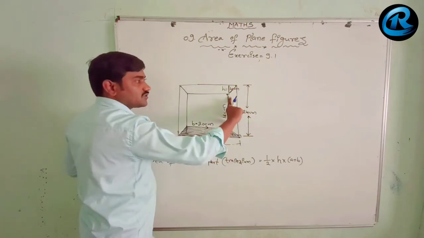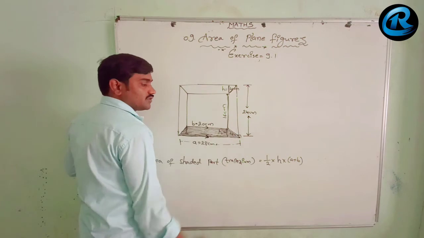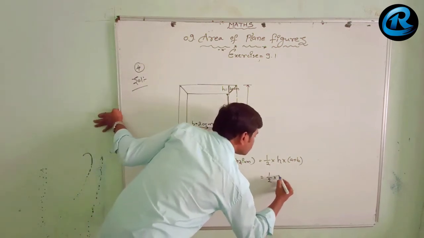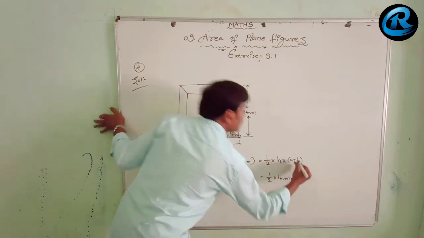So it is only 16. So we have to add 4 here and 4 here. So the H value also we got as 4 now. Let us substitute that. The value is 1 by 2 into 4 centimeter into A plus B.